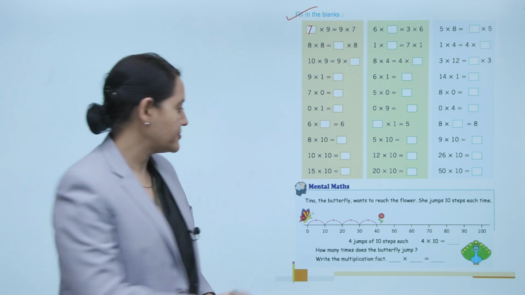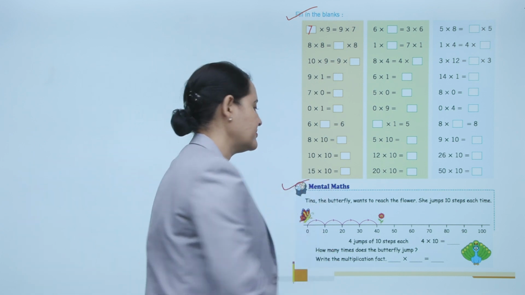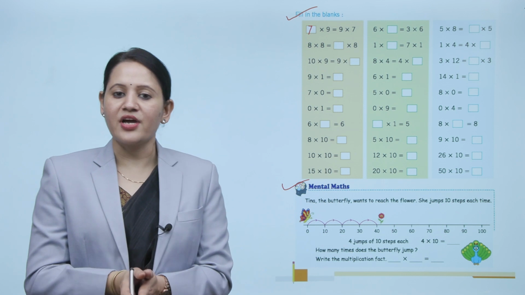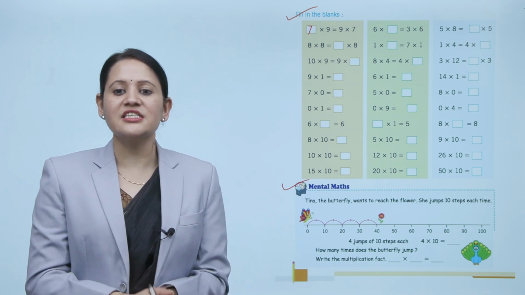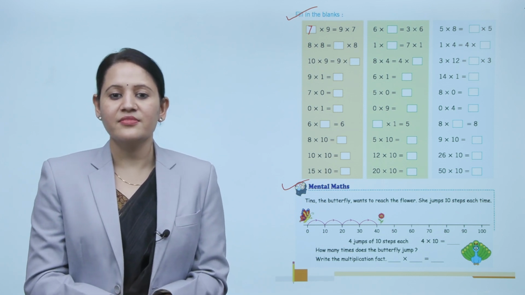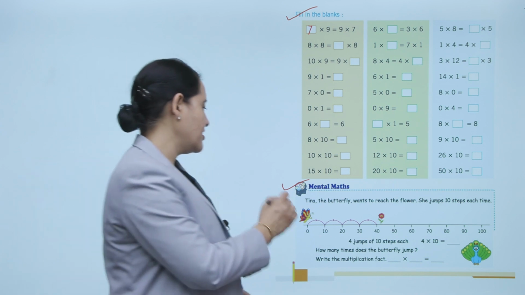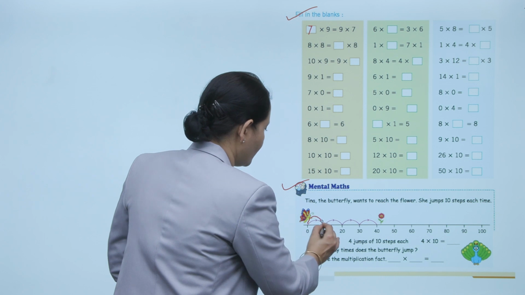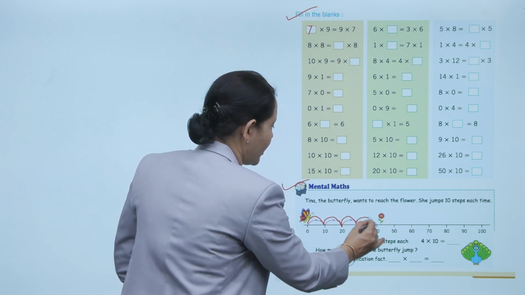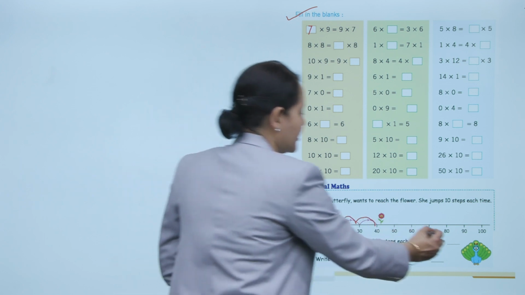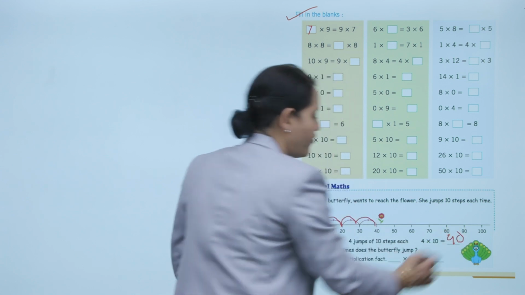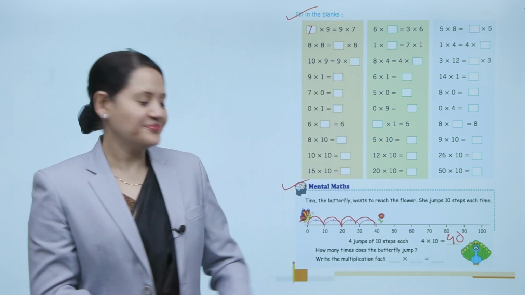Next, mental maths. Tina the butterfly wants to reach the flower. She jumps 10 steps each time. 4 jumps of 10 steps each. 1, 2, 3 and 4. That is equal to 40. Clear?